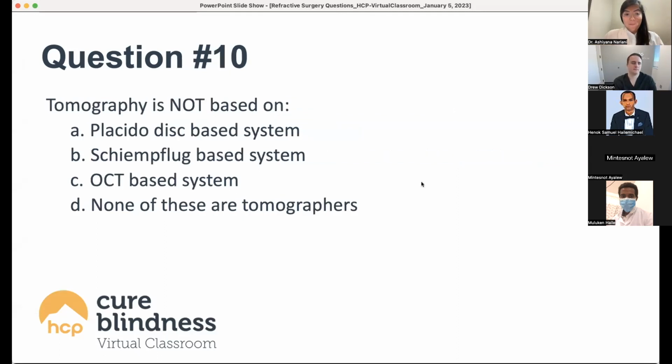Question number 10. Tomography is not based on A, Placido disc-based system, B, Scheimpflug-based system, C, OCT-based system, or D, none of these are tomographers.